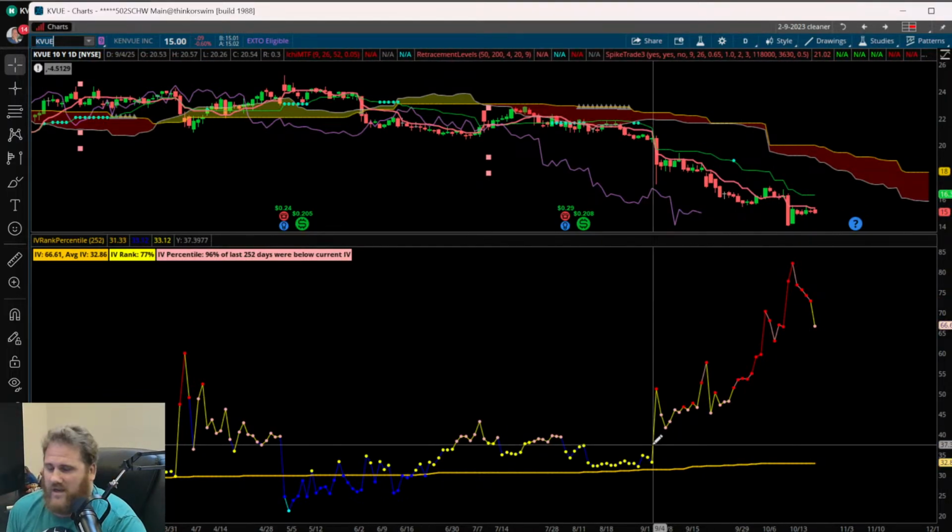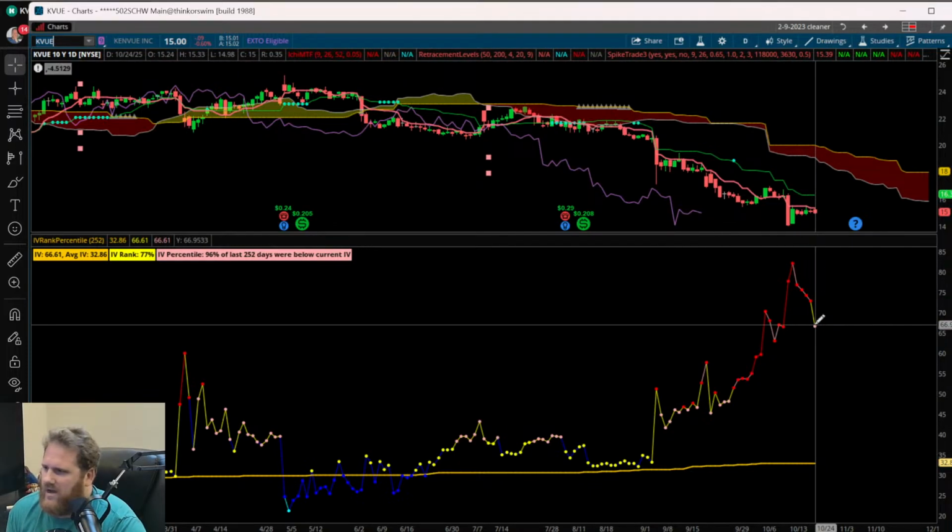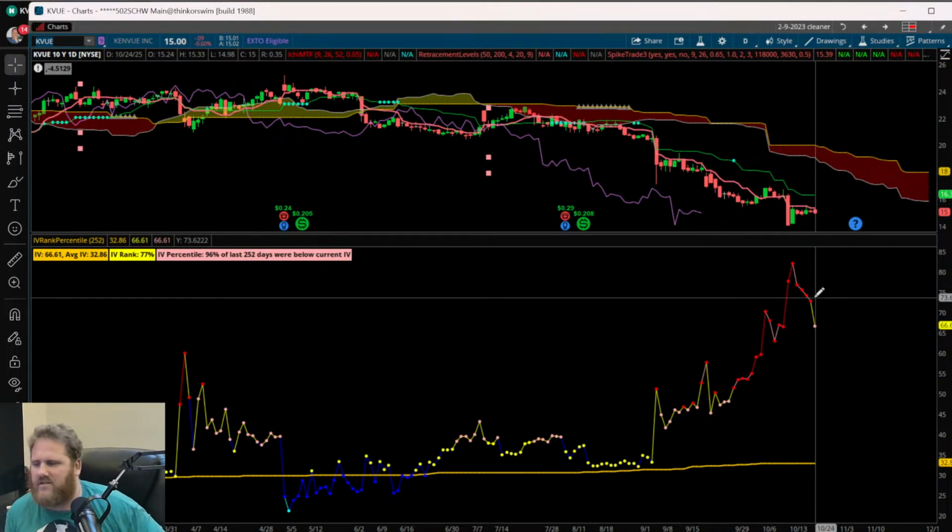The line is the implied volatility, and the red means, and what we are right now is that the IV percentile is 96%. That means 96% of the last 252 trading days had less implied volatility. So it's in the 96th percentile. The rank, in other words, if you rank it, it's 77. So it's kind of two ways to slice it. It's high. That means that options are expensive because they're pricing in a big move.